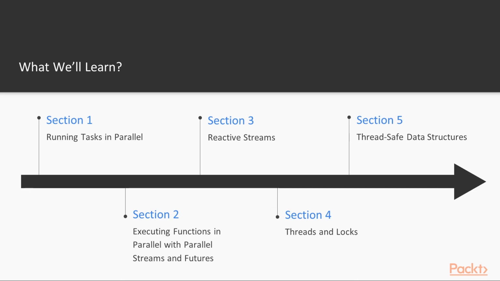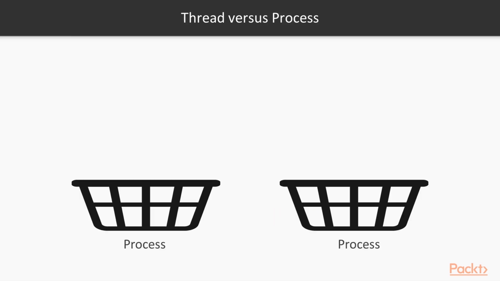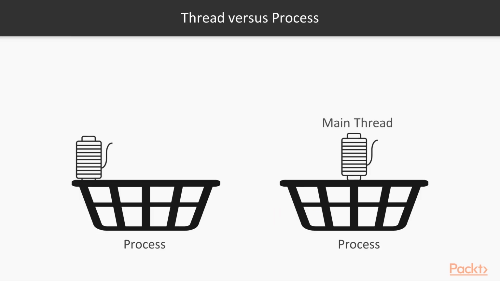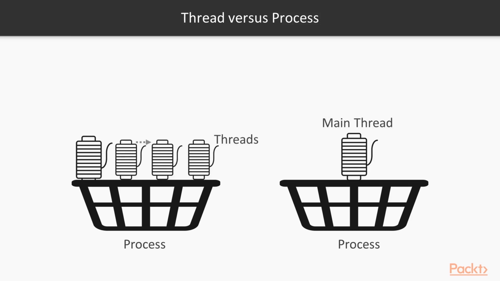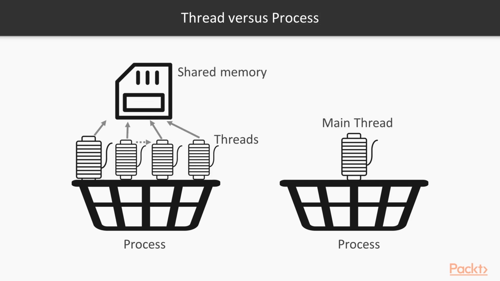Section 4 is about threads and locks. It teaches how to manage shared resources with synchronization and locks. It describes all the essential primitives of concurrent programming, such as thread and its lifecycle, locks, used to protect shared data, and the wait and notify operations, used to coordinate threads.